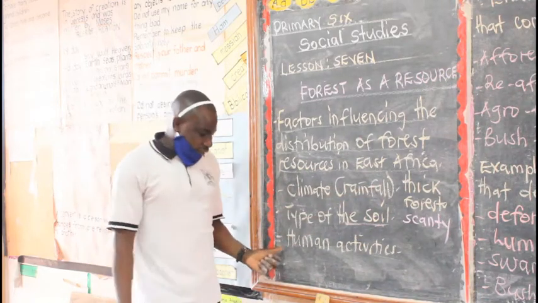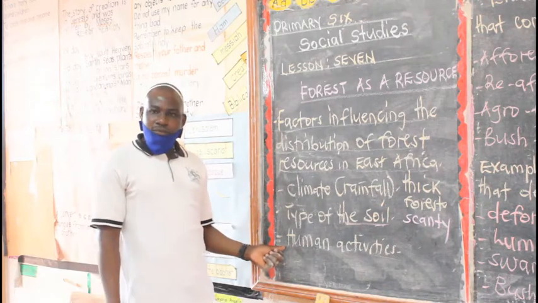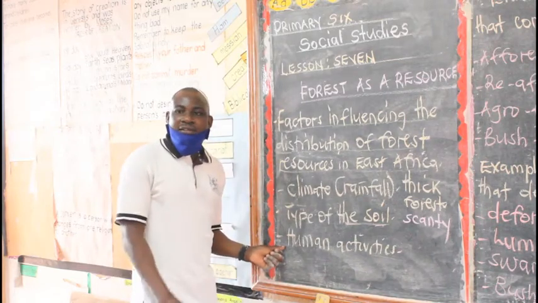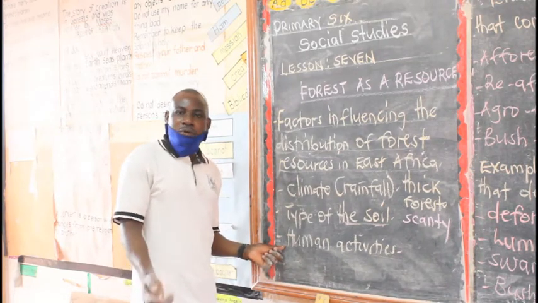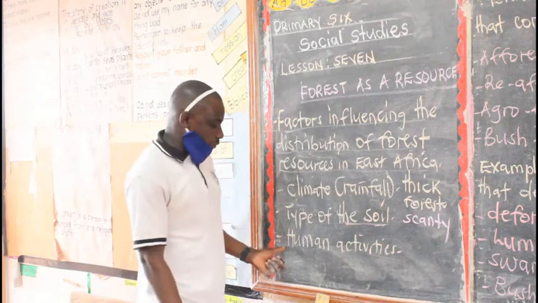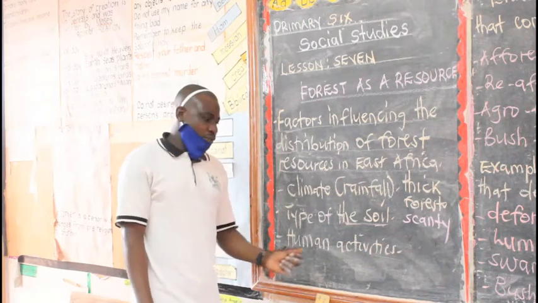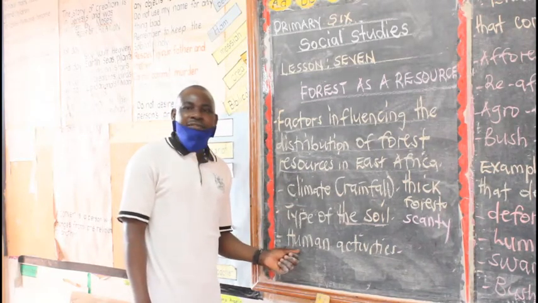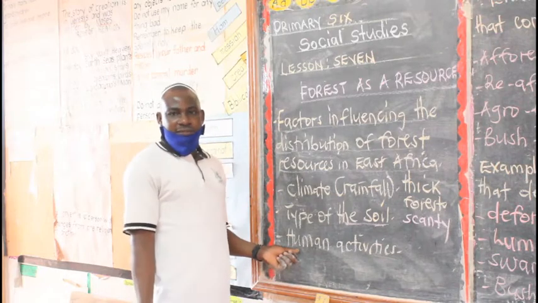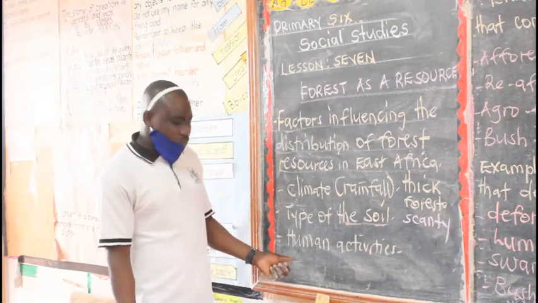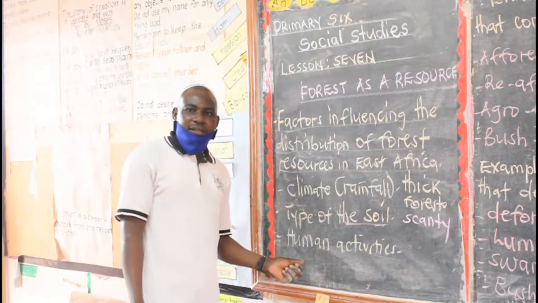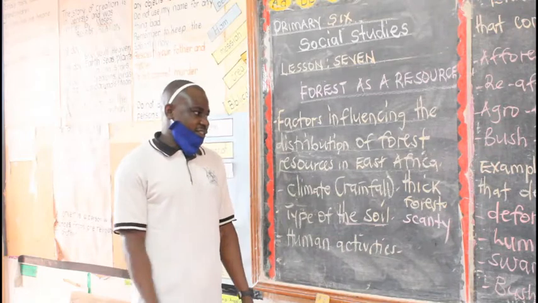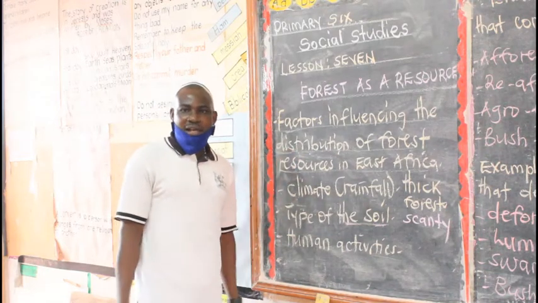Then we have the third factor as human activities. We have some examples of human activities that can help in conserving forests. Like now we can talk of afforestation, we can talk of reforestation, and also agroforestry. And we also have some human activities that affect the forest negatively. Like now we can talk of deforestation, lumbering, etc. So if that's clear, how do human activities affect forest distribution in East Africa?